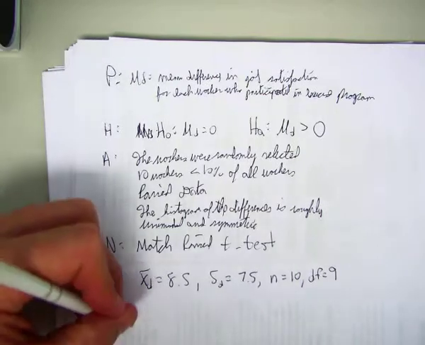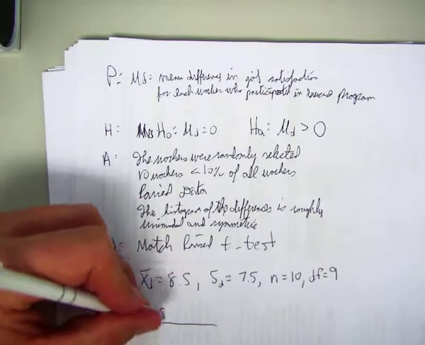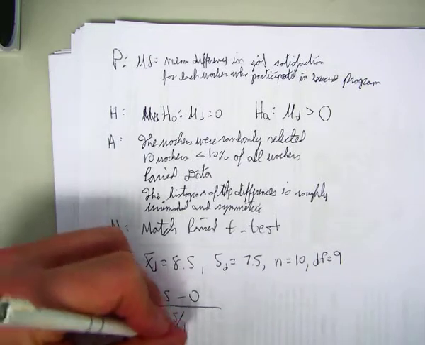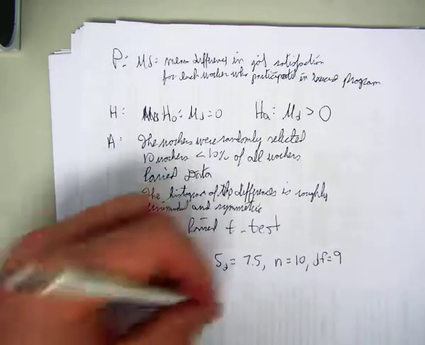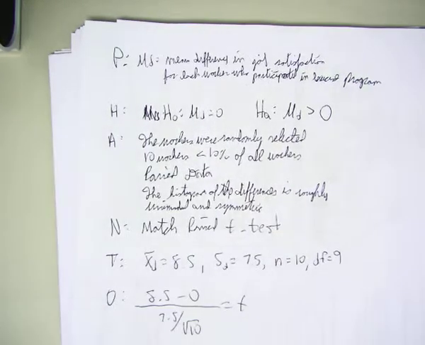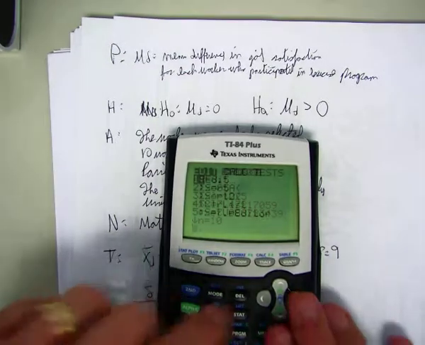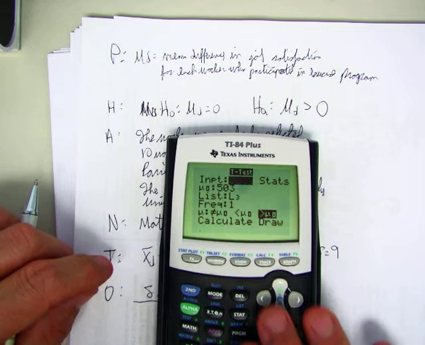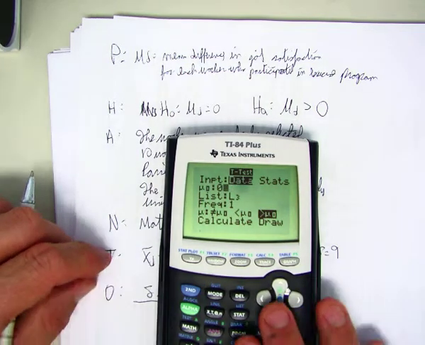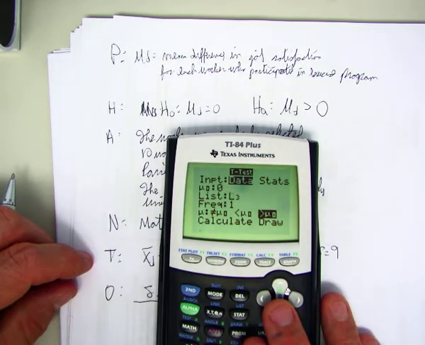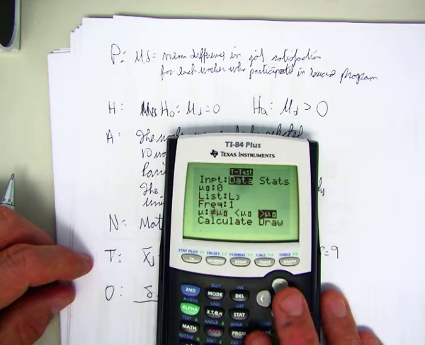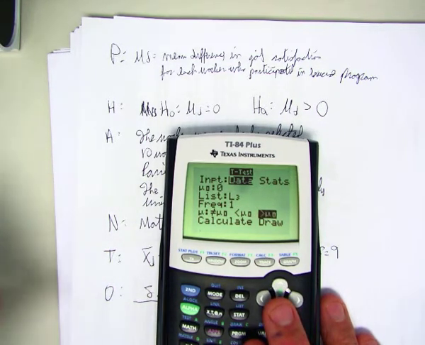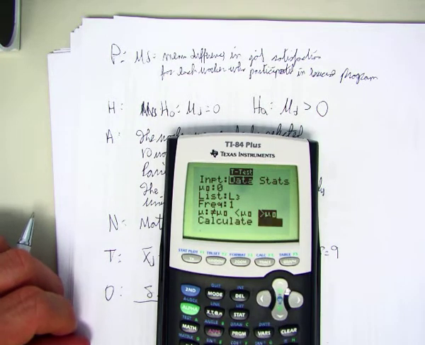Obtain P, I'm going to do x bar minus 0 over s divided by the square root of n, and that's going to be my t value. And at that point I'm going to go to stat test, t-test. I'm going to take the data. My null is that the difference is 0. I'm going to pull from list 3. I expect it to be greater than, I expected job satisfaction to increase, and then I'm going to draw that up.